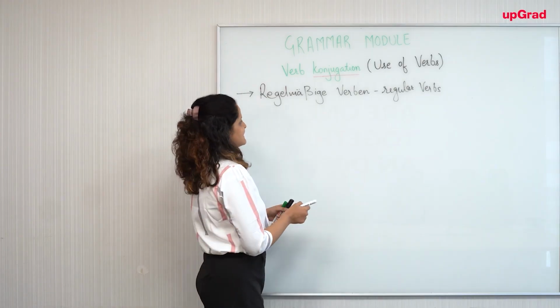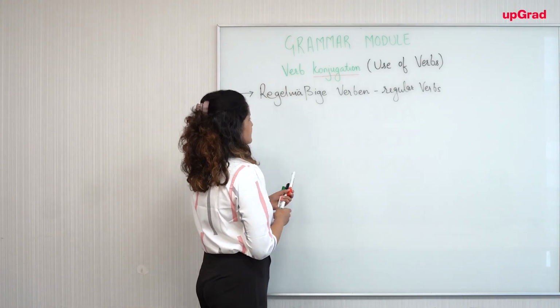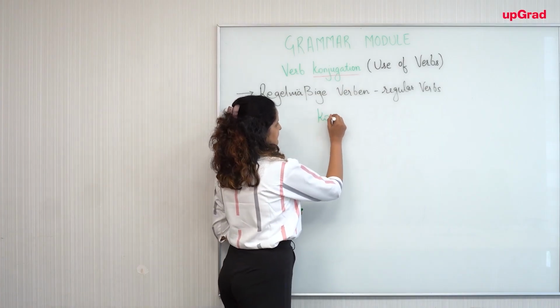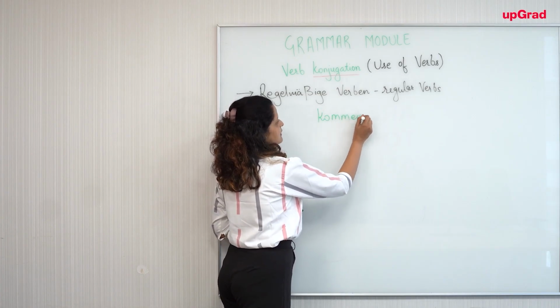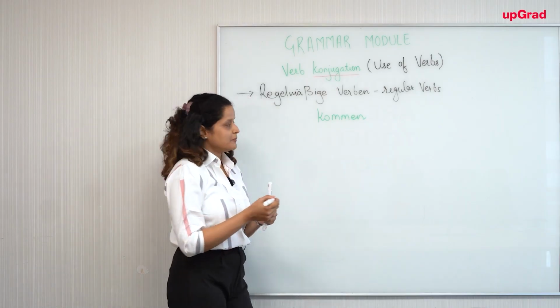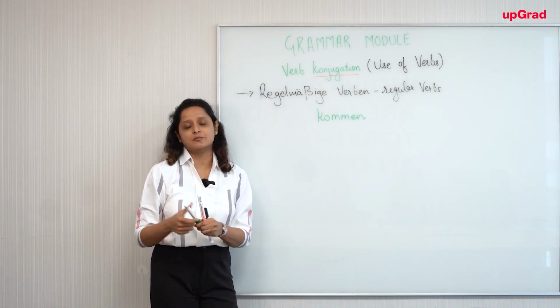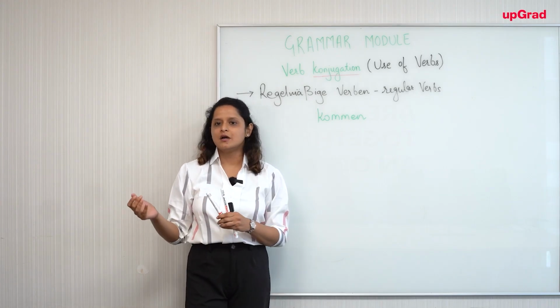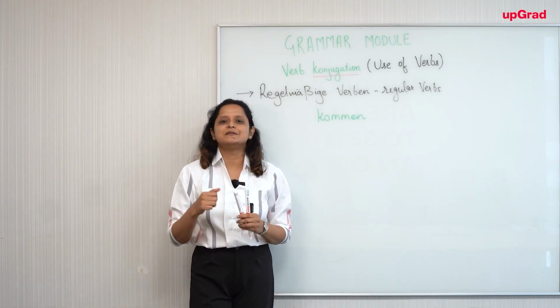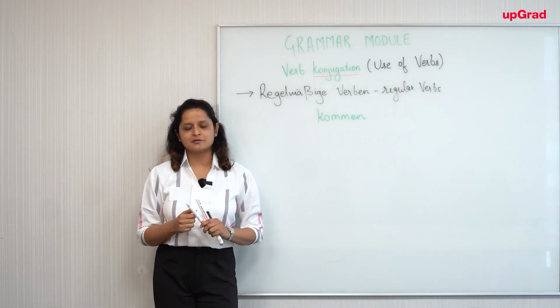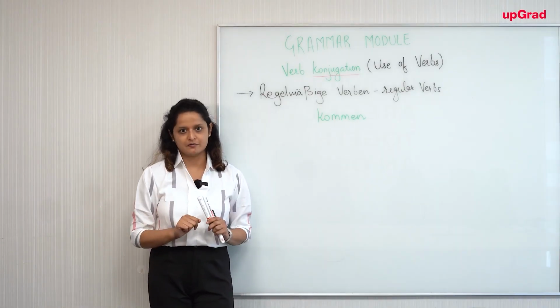So let's take an example here. Let's start with the word kommen. The meaning of the verb kommen is to come from somewhere. If I am coming from a country, or if I am coming from the cinema hall, for example, the verb I will use here is kommen. So kommen is a regular verb.